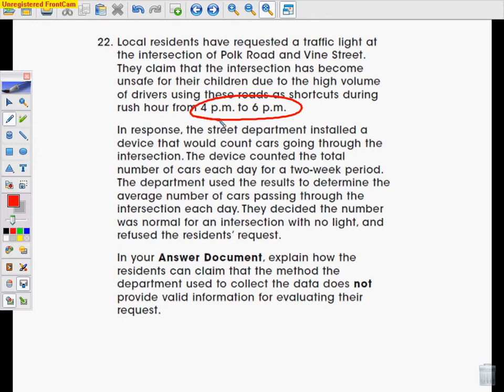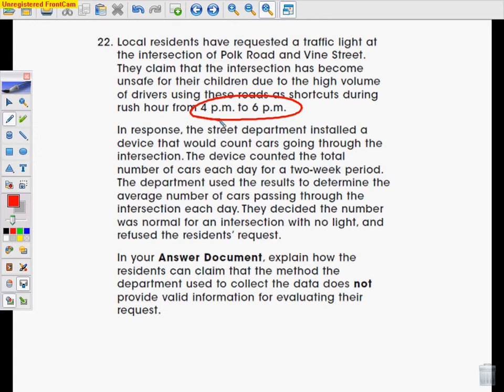The street department should have collected the data during rush hour only and compared the volume during that period with other rush hour volumes. But because they collected through the whole day, things could have been really down. The volume of traffic could have been really low at the beginning of the day or even after rush hour. So things might have averaged out because of that.